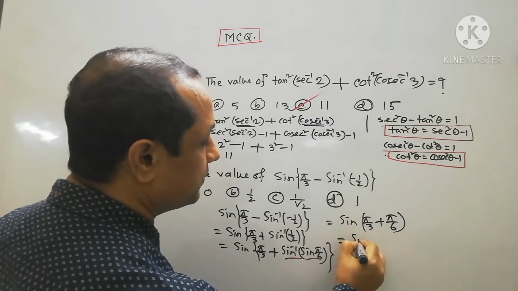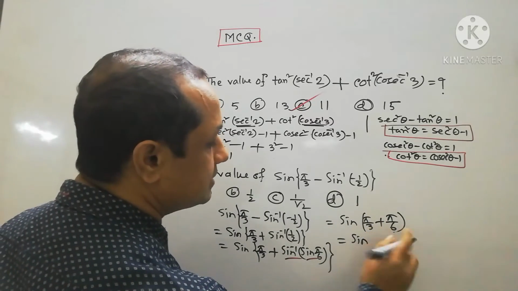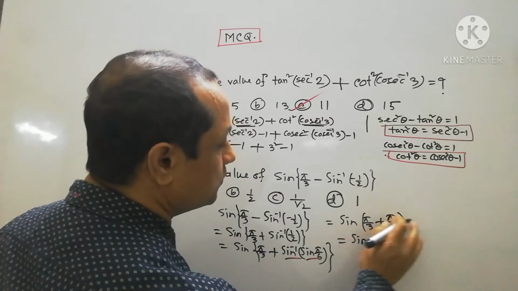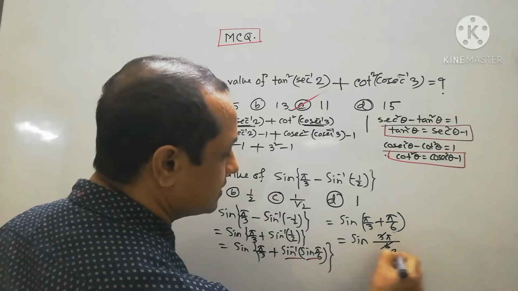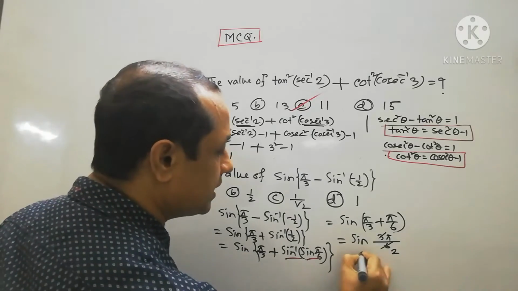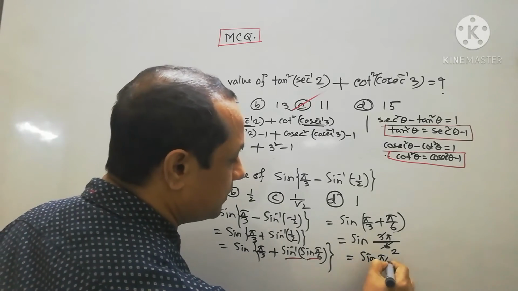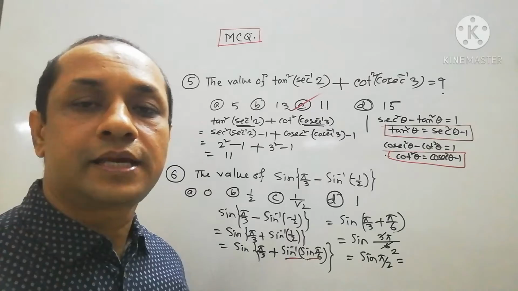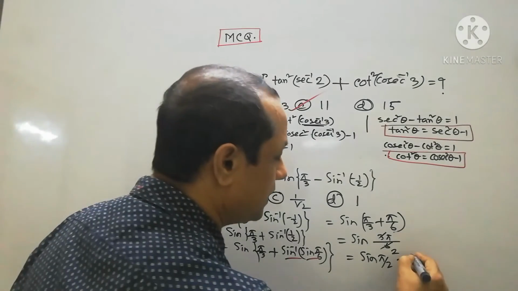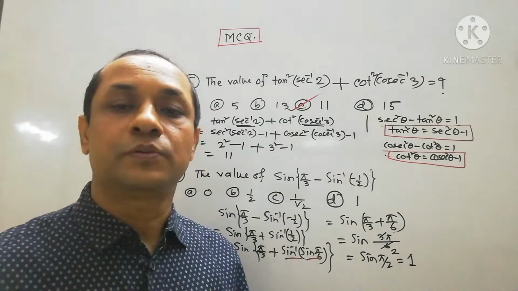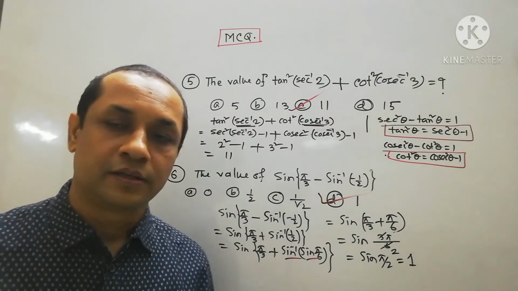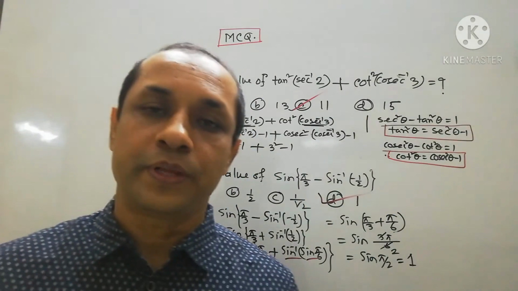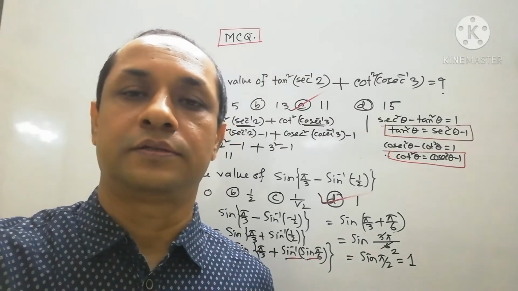Now we have sine of, here the LCM is 6. 2 pi plus pi is 3 pi. 3 and 6 cancel. Now we have sine pi by 2. Sine pi by 2, we know, equals 1. So the result will be 1. So the answer will be 1. So student, I hope that you are clear.